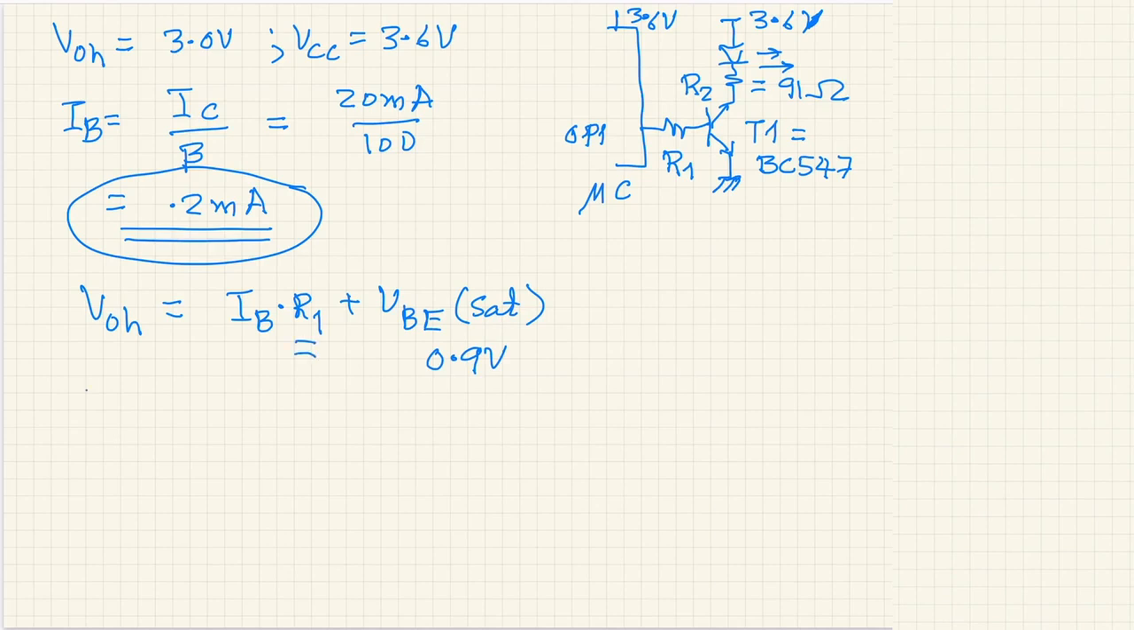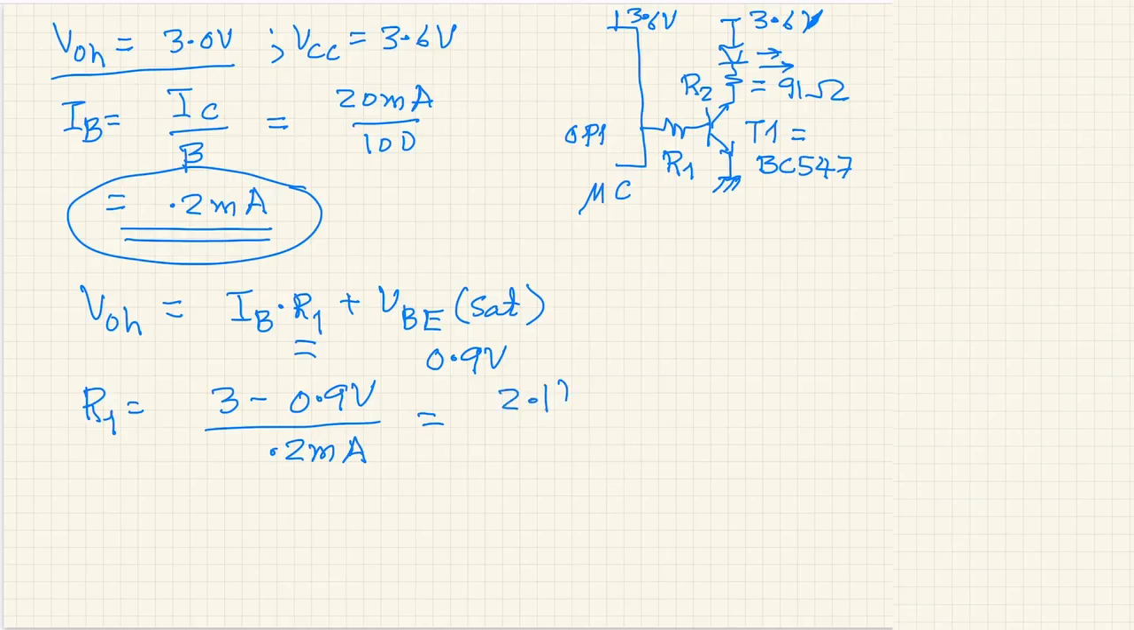So we have to find out the value of R1. Therefore, R1 is equal to VOH, which we have estimated to be 3 volts, minus 0.9 volts, divided by the base current, which in this case is 0.2 milliampere. So this calculation shows 2.1 volts divided by 0.2 milliampere, and therefore the value of the resistor turns out to be approximately 10 kilo ohm.